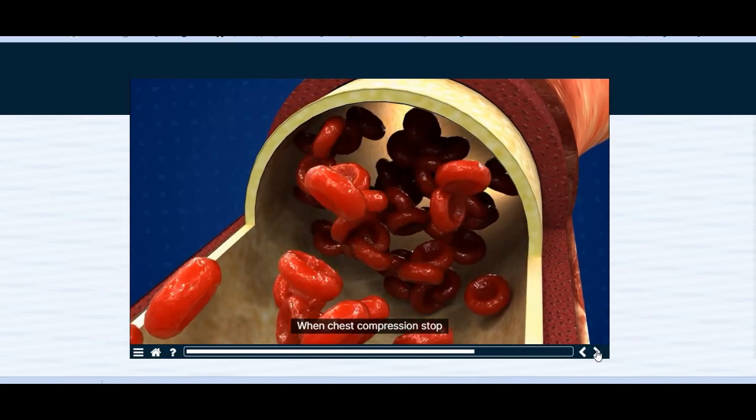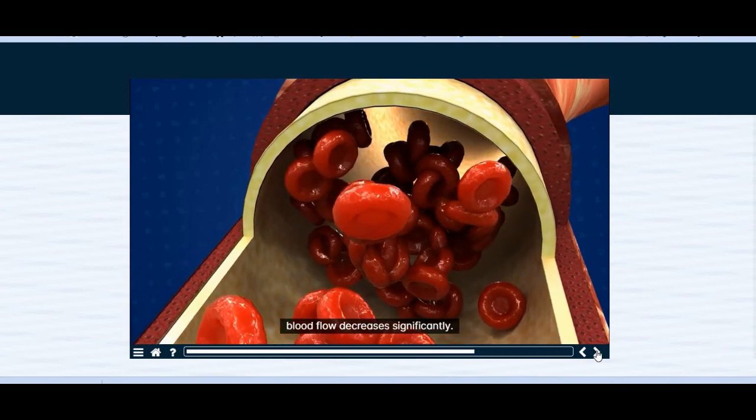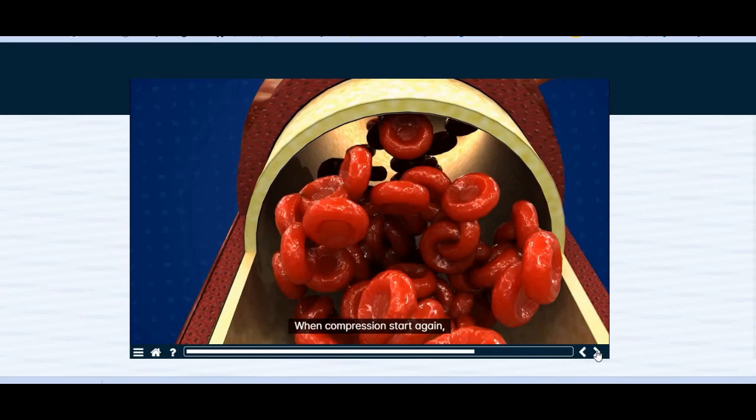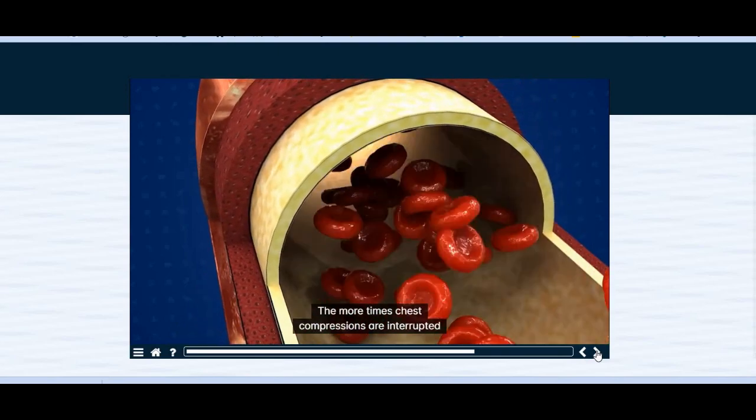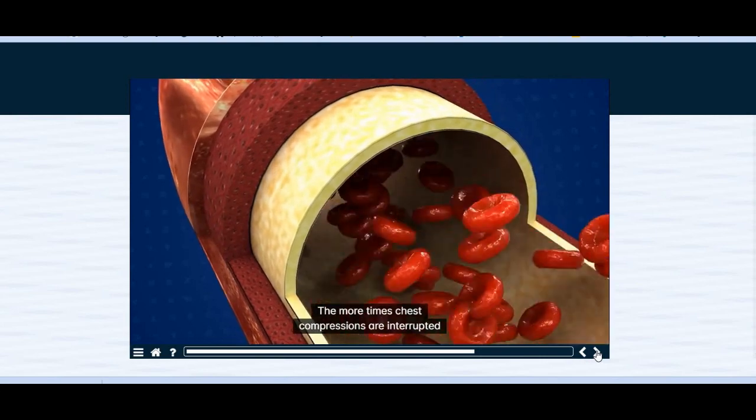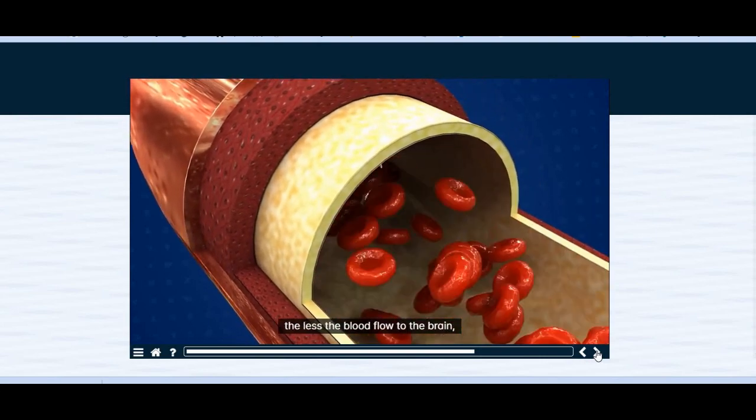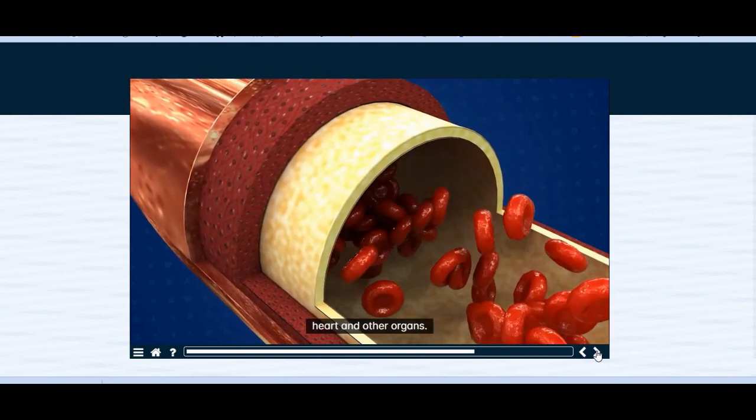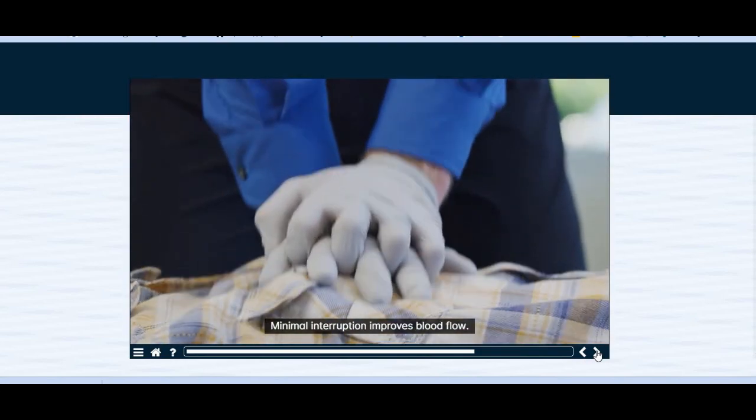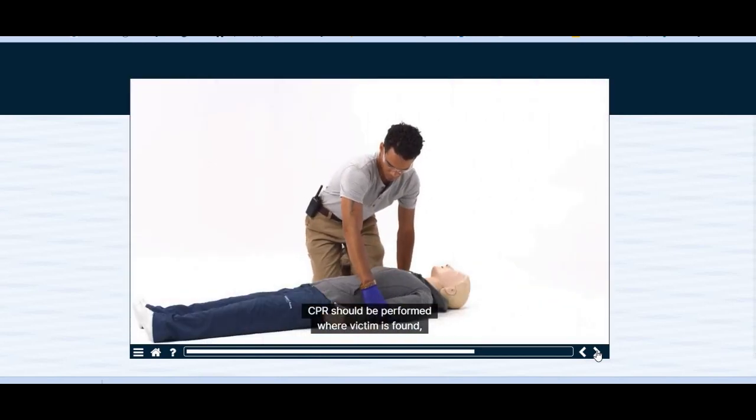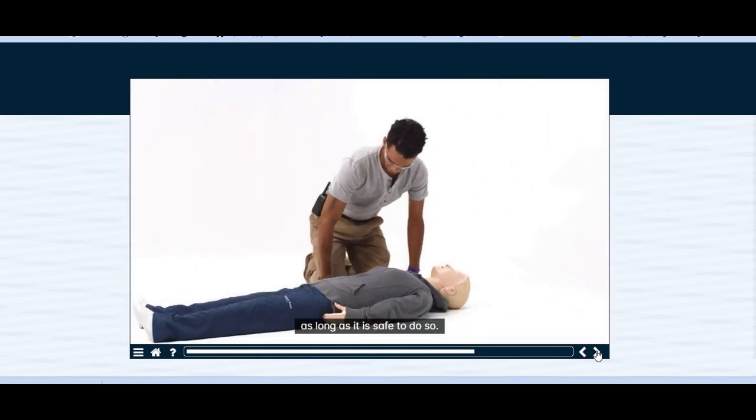When chest compressions stop, blood flow decreases significantly. When compressions start again, it takes several compressions to restore blood flow. The more times chest compressions are interrupted, and the longer the interruption, the less the blood flow to the brain, heart, and other organs. Minimal interruption improves blood flow. CPR should be performed where the victim is found, as long as it is safe to do so.